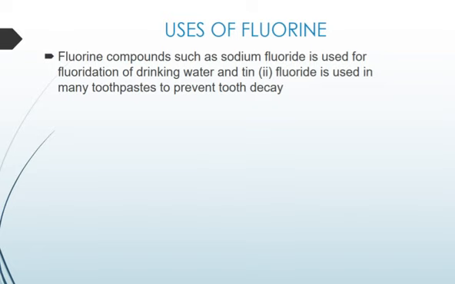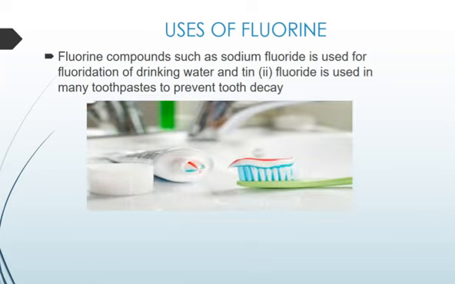Fluorine compounds such as sodium fluoride are used for fluoridation of drinking water, and tin(II) fluoride is used in many toothpastes to prevent tooth decay. Now, some cities add fluorides to their water supply. By doing so, they hope to improve the dental health of everyone living in the city. The process of adding fluorides to public water supplies is known as fluoridation.